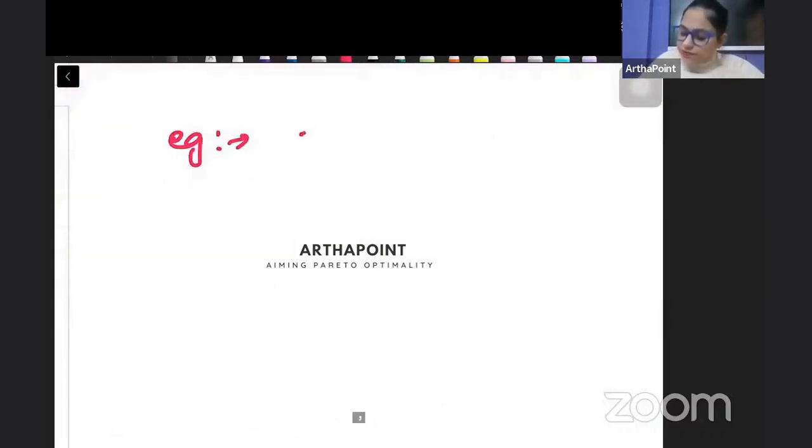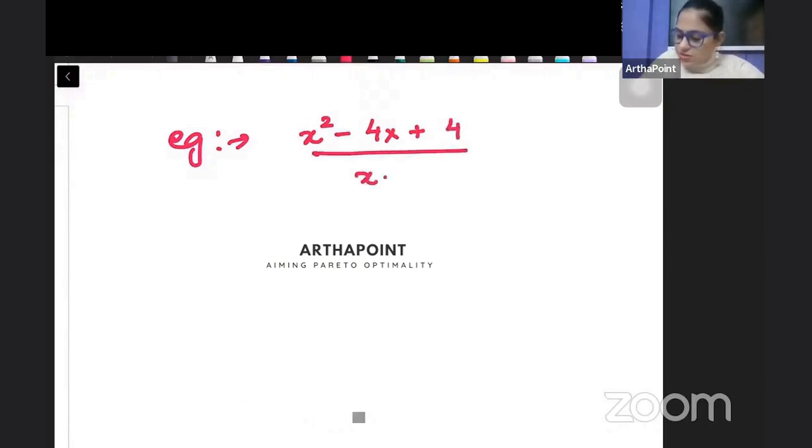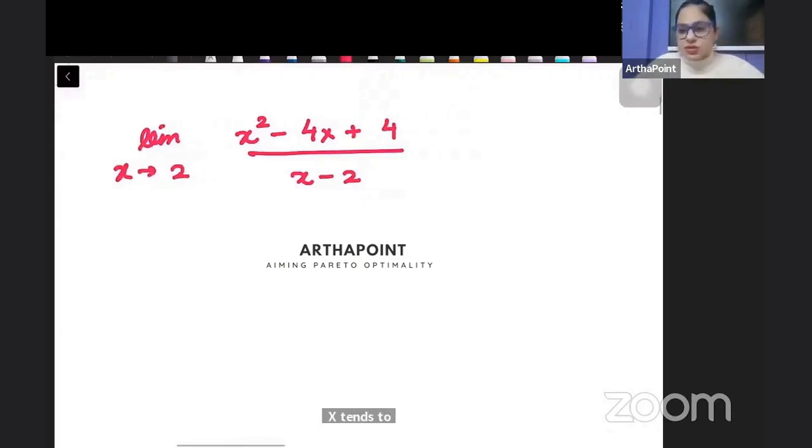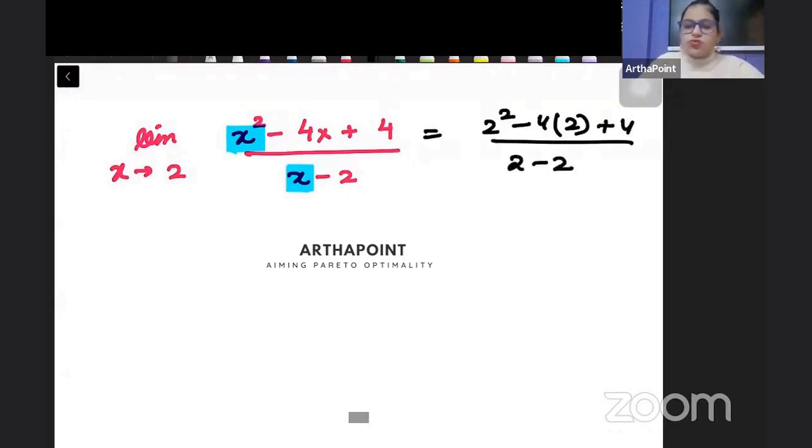जैसे for example, let me give you one more example here. So let's say you have x square minus 4x plus 4 upon x minus 2 and limit x tends to 2. Now just see here. जब आप x को 2 plug in करोगे, when you will plug in x as 2, what will you get? You will get 2 square minus 4 into 2 plus 4 upon 2 minus 2. तो clearly दिख रहा है that the denominator is 0. I can't even go further. The denominator is coming 0. I need to stop here.